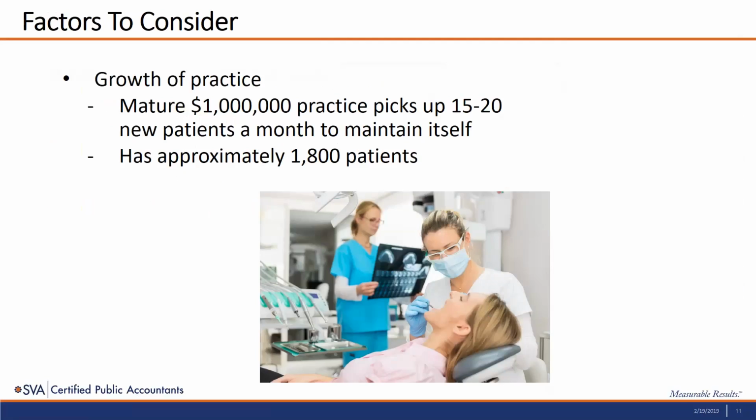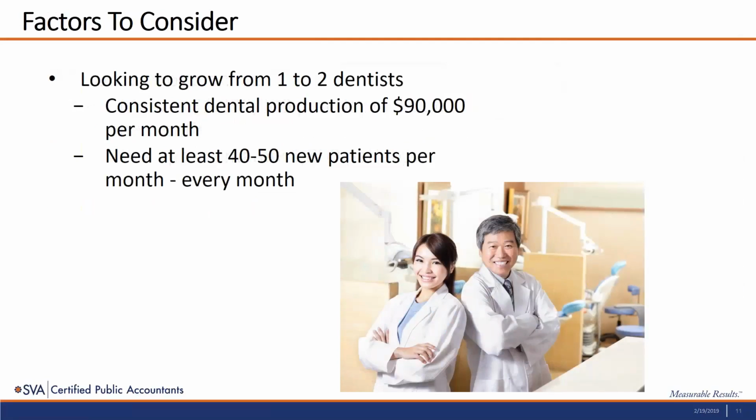Another thing we might look at is your hygiene schedule, and we want to see hygiene booked out probably 4 to 6 weeks before we think about bringing in a new associate to start taking things over. As we look at growing that practice from one dentist to two dentists, at a minimum we want the current dentist to be producing consistently $90,000 of production a month. That's going to translate to almost $1.1 million in production on an annual basis. We need that at a minimum to make sure we're busy enough to support a second dentist.